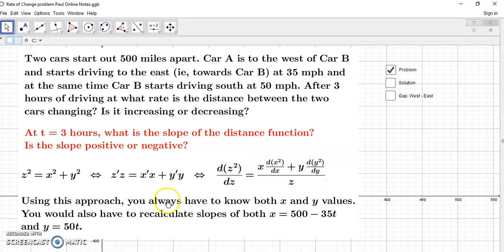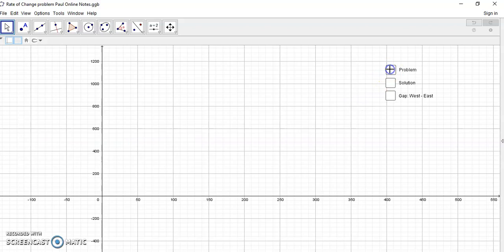So using this approach, the approach that this lecturer shows you, you will always have to know both x and y, and you will always have to recalculate the slopes for both those lines that I show you here, 500 minus 35t and 50t, okay? Both these derivatives will always have to be calculated, and you'll always have to work out the values of x and y. So we don't want to do that.